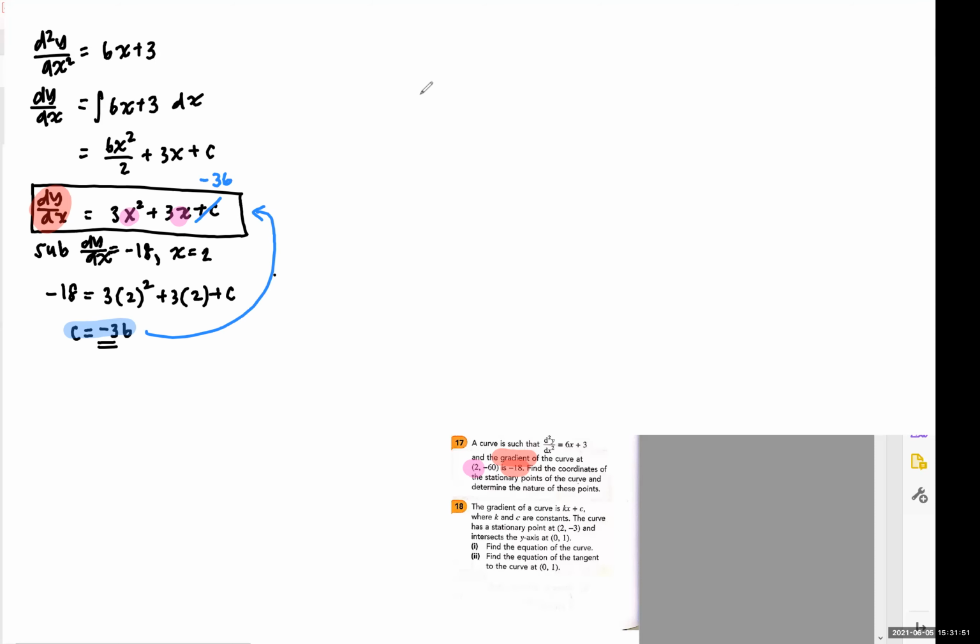All right, so right now I can move on. What does the question say? Did the question say any more? Now the question says find the coordinates of the stationary points. Okay, so before I find the coordinates of my stationary point, what does stationary point mean? dy/dx equals to 0.